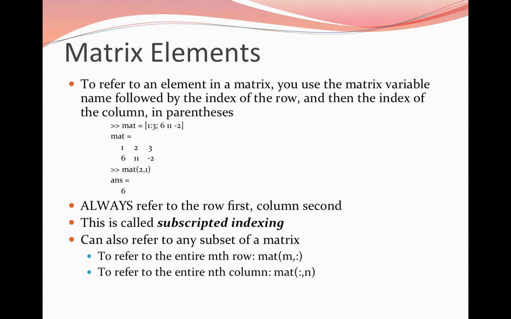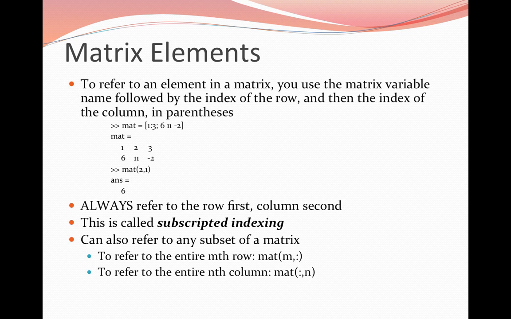Once you have a matrix, you need to be able to refer to an element in the matrix. The way you do that is you give the name of the matrix variable, followed by, in parentheses, the index of the row, and then the index of the column. So here's our matrix variable mate again. If I say mate(2,1), that means I'm referring to the second row, first column. The element that's in the second row, first column, stores the number 6. When you do this, you always refer to the row index first and then the column index. This is called subscripted indexing, where you're giving the subscripts of first the row and then the column.